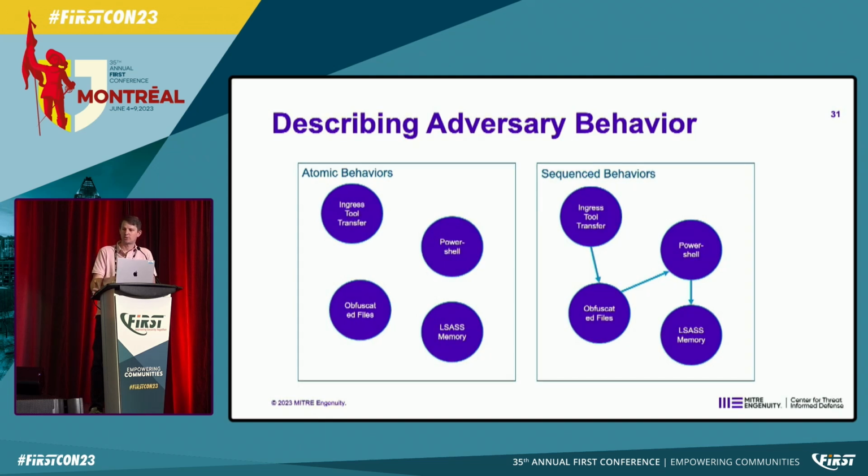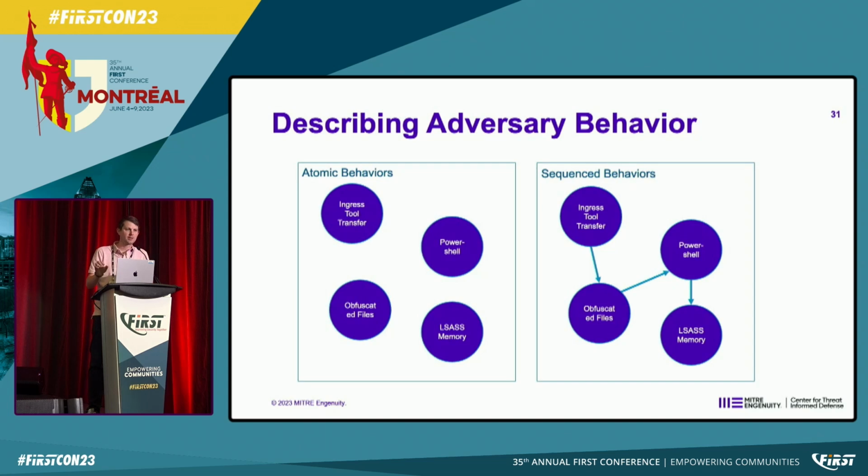So here's a quick example with 4 behaviors: ingress tool transfer, base64 encoded files, PowerShell execution, process dumping LSASS memory. Out of the 4 of those, one of them is extremely suspicious. The other 3 happen a billion times a day and are not malicious. So if you look at these in isolation, it's not clear how you detect them. How do you detect ingress tool transfer? That's kind of a big unsolved problem in the industry.